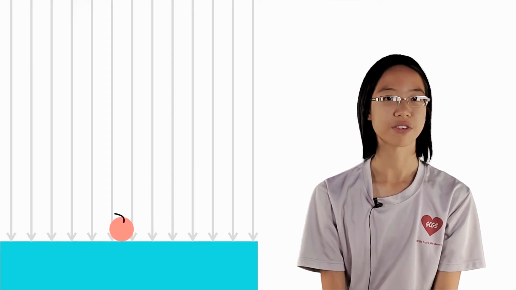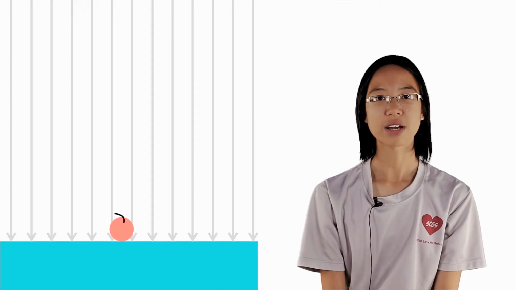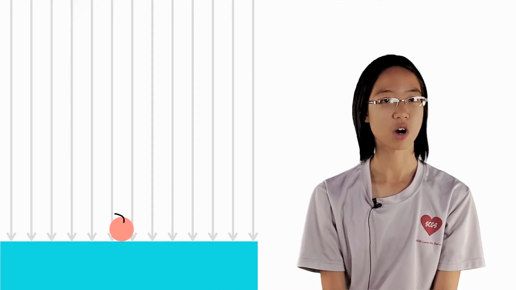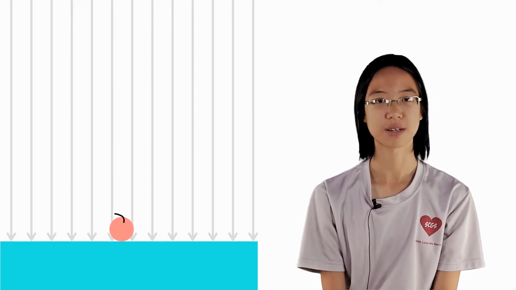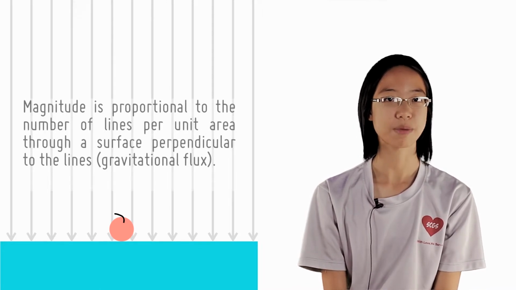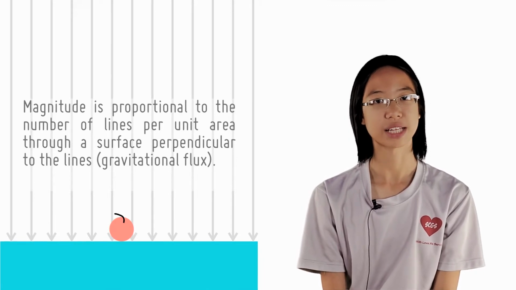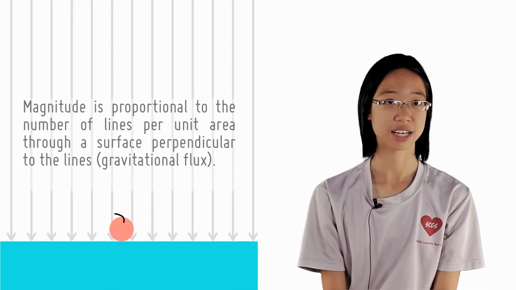Now, you might be wondering, what about the magnitude of the gravitational field? How can lines represent how large or how small the gravitational field is? The magnitude of the gravitational field is proportional to the number of lines per unit area through a surface perpendicular to the lines, or gravitational flux.